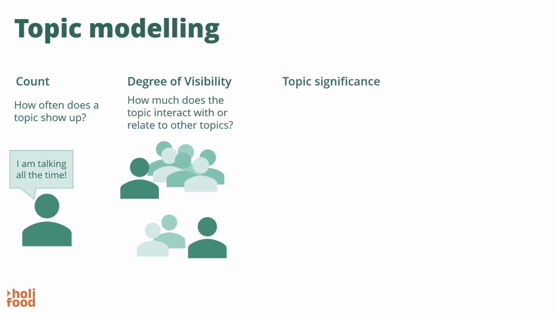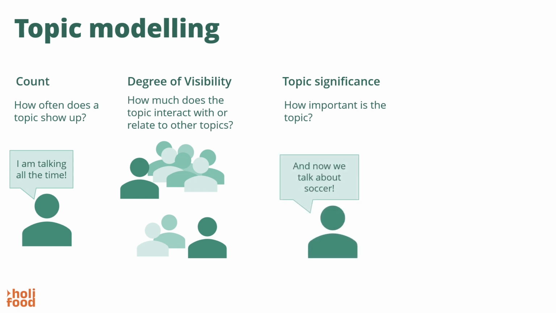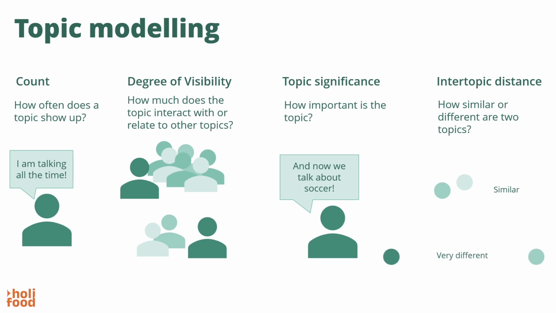Topic significance. How important or meaningful is the topic overall? Think of it as people being a key player at a party. They guide conversations or represent important themes. And intertopic distance. How similar or different are 2 topics? When topics are close together on a chart, they share a lot of similar ideas or words. If they are further apart, they are about very different things.